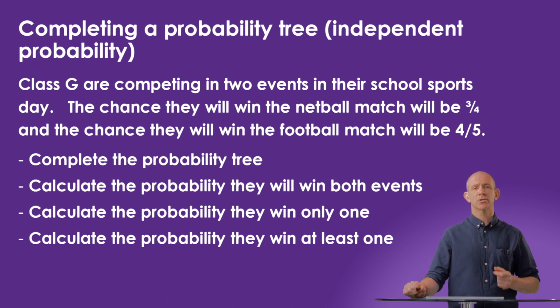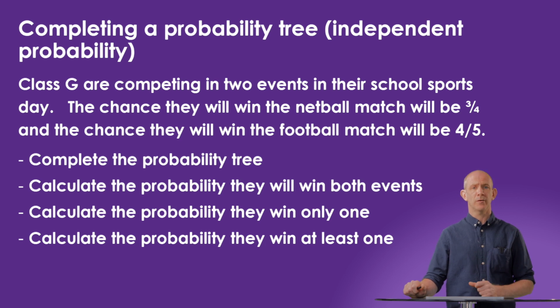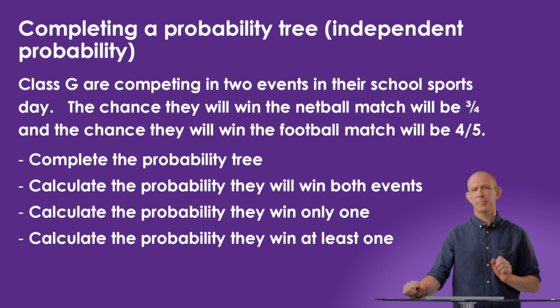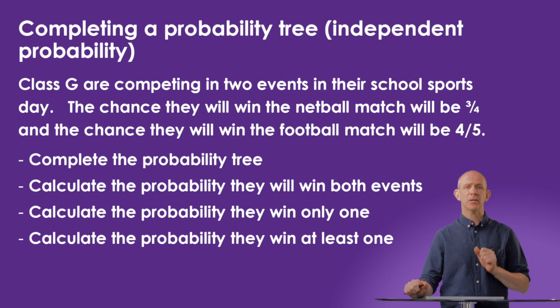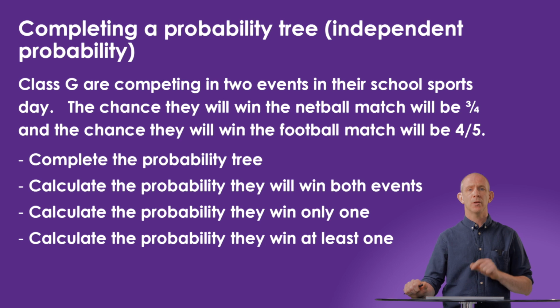Here, we've got Class G, who are competing in 2 events in their school sports day. The chance they will win the netball match will be 3 over 4. The chance they will win the football match will be 4 over 5. We're asked to complete a probability tree with these outcomes, calculate the probability they will win both events, the probability they will win only one, and the probability they will win at least one. It's important to note that they have not stated that the outcome of the first match will affect the outcome of the second match. So we assume that it doesn't.